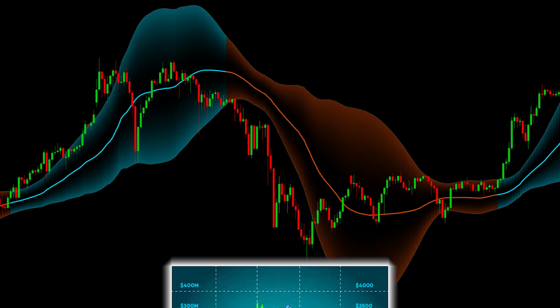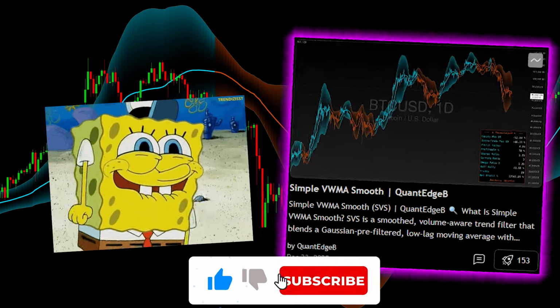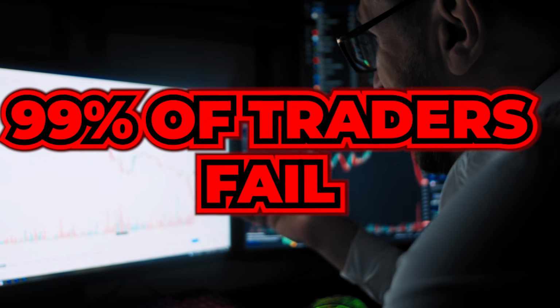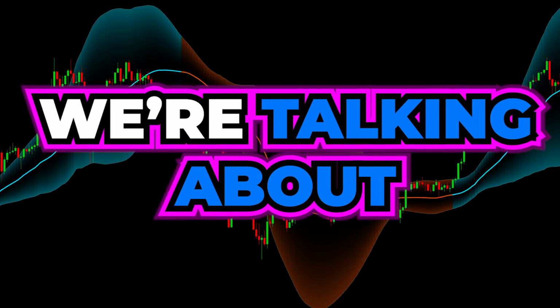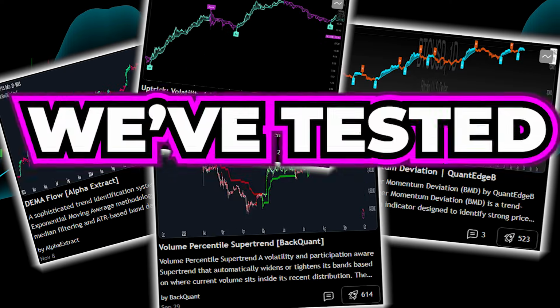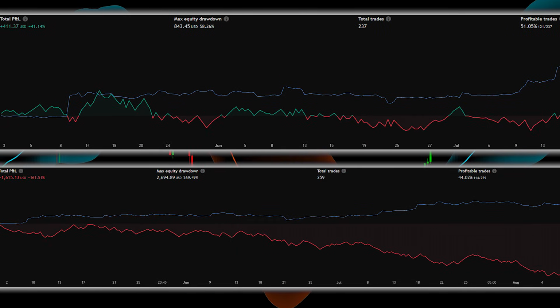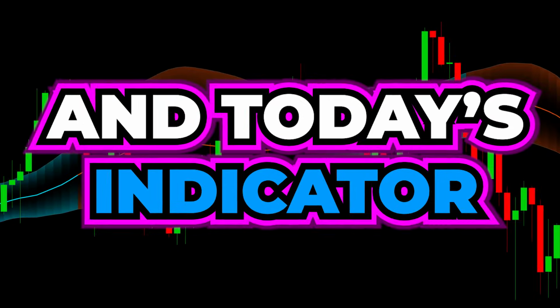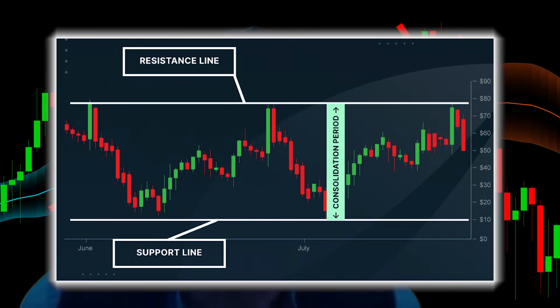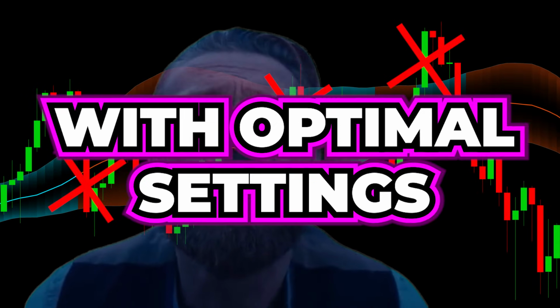We all know the urge to jump straight into the charts after discovering a new indicator. But let's first address the point where 99% of traders fail. Of course, we're talking about settings optimization, since even the most powerful indicators we've tested struggle with their default parameters. And today's indicator is no exception. Just look at this streak of false signals during consolidation that can occur if it is not used with optimal settings.